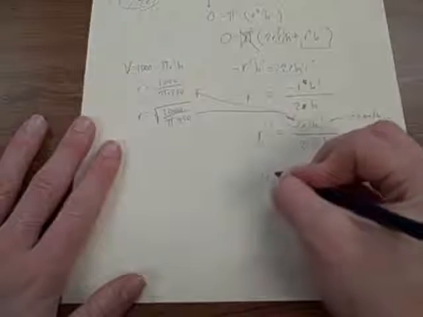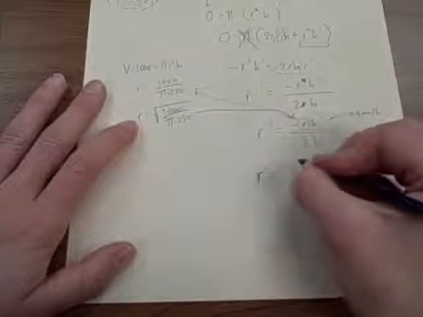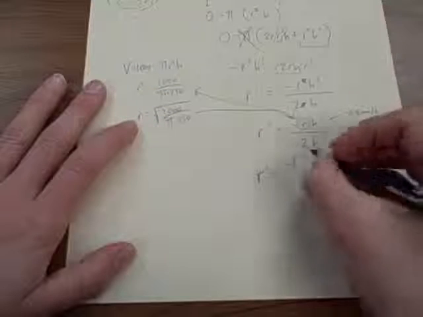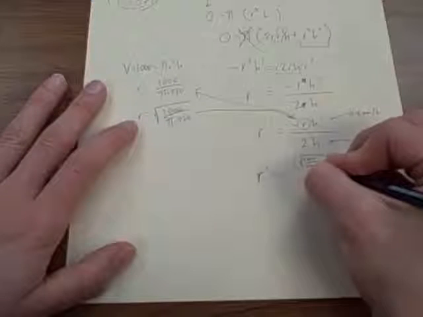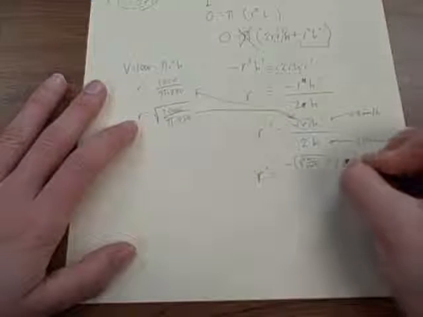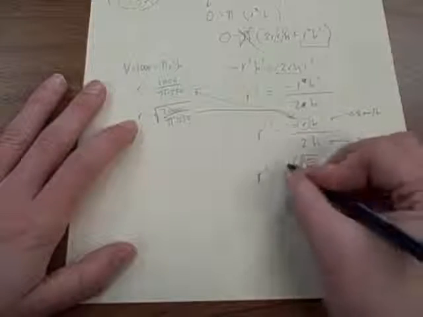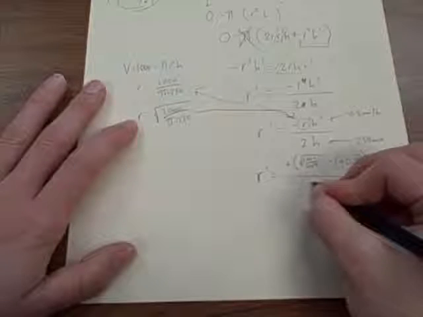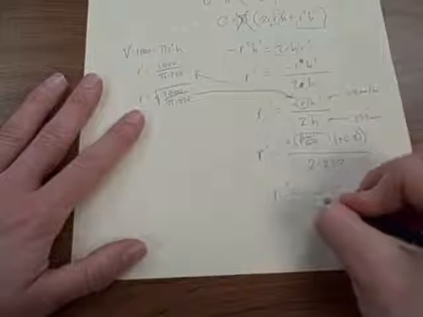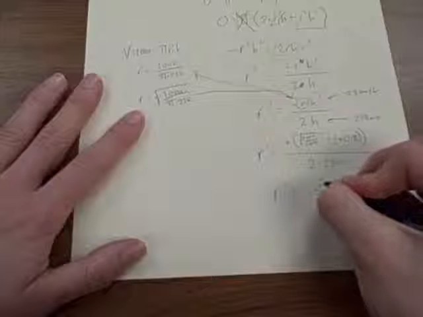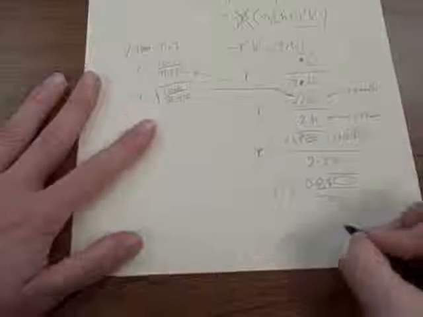So that gives me that r prime should be what? Negative square root of 1,000 over 250 pi times negative 0.8. So the negatives cancel, so that's positive. And now in the denominator, 2 times 250. So that means r prime is 0.8 square root of that stuff over 500.